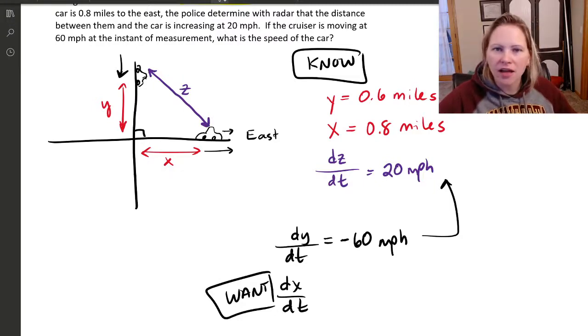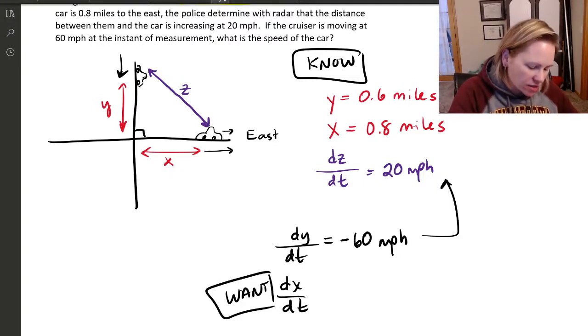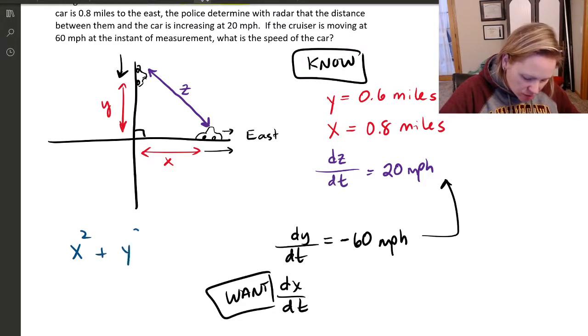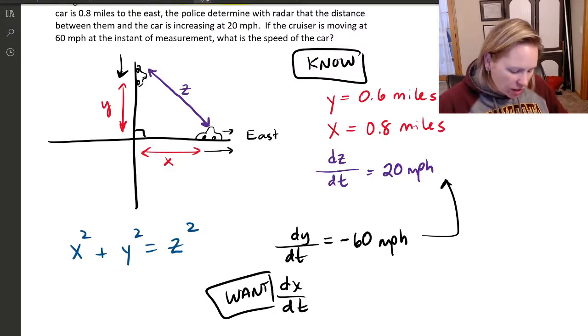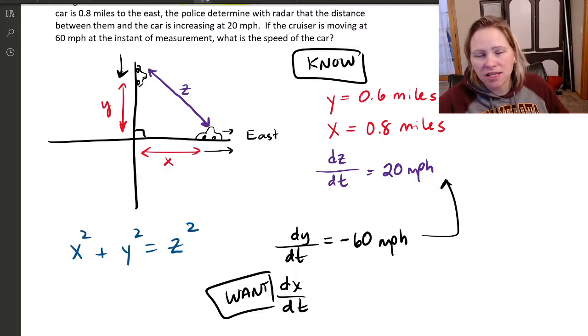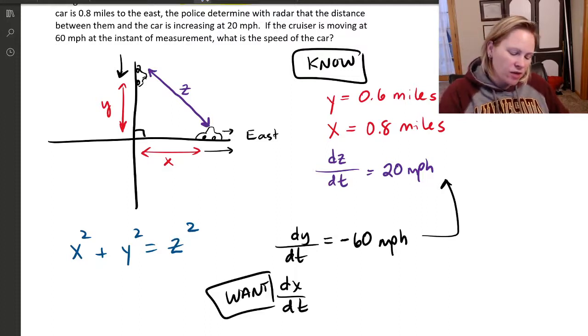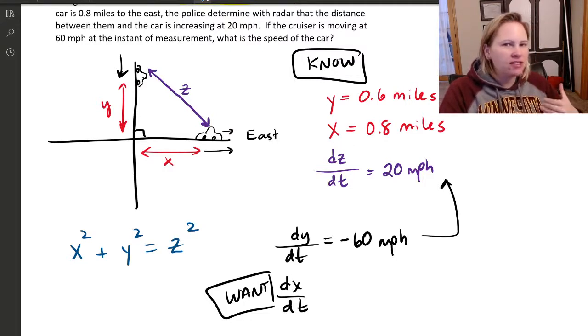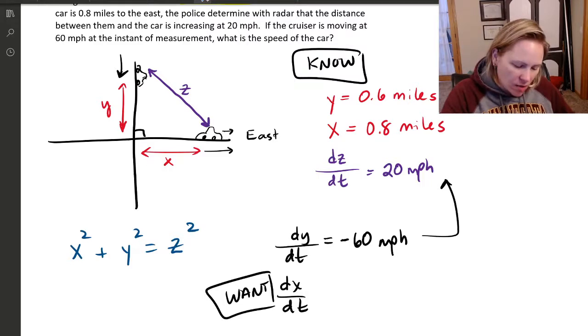Looks like a Pythagorean theorem. I think that's the approach that we're going to take. So my equation is x squared plus y squared equals z squared. So when I go to differentiate this with respect to time, I'm going to have an x, a y, and a z in there. I'm also going to have a dx/dt, a dy/dt, and a dz/dt. So if I have two measurements, I need to find z at that instant also.